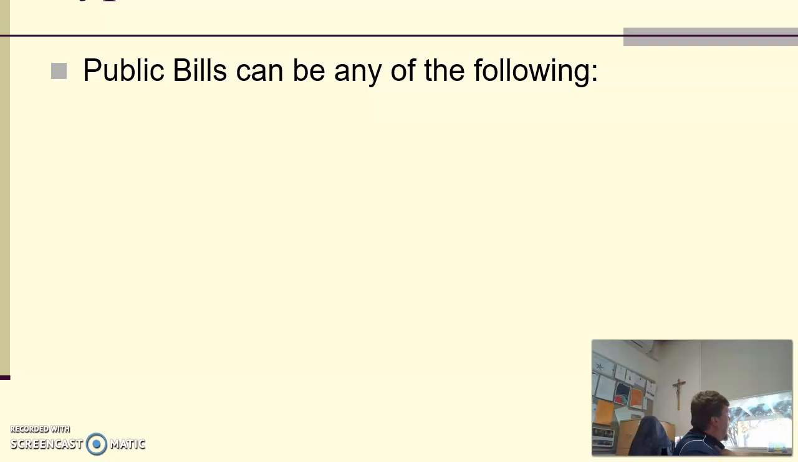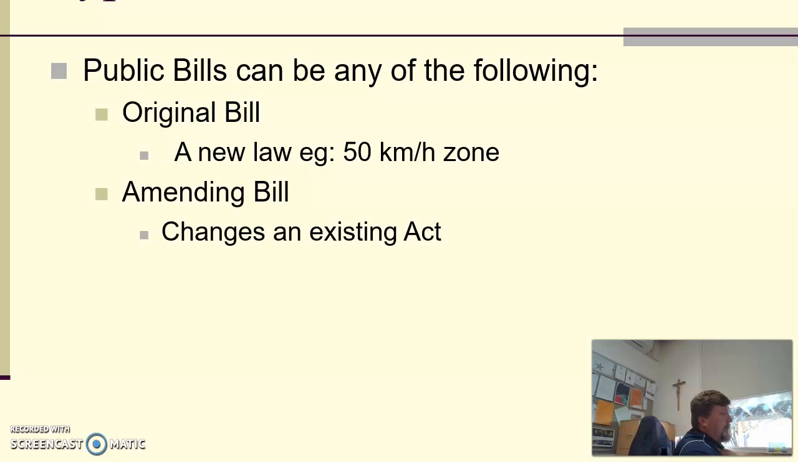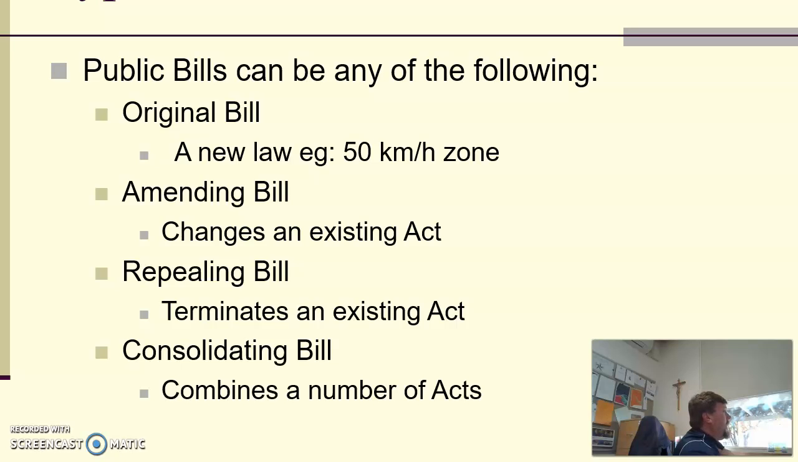Public bills can be any of the following. Original bill, changing the speed limits. Amending a bill is changing an existing act. Repealing bills which are dated and need to be updated. And consolidating bills are combining a range of acts into one act to suit the society at the time. Supply bills are in section 53 and they must start in the House of Reps.